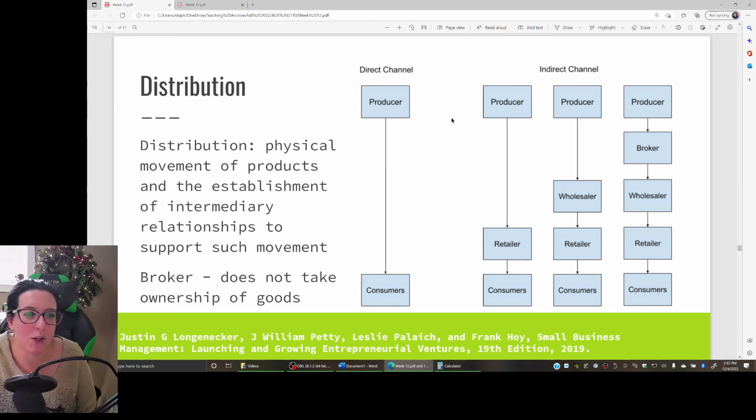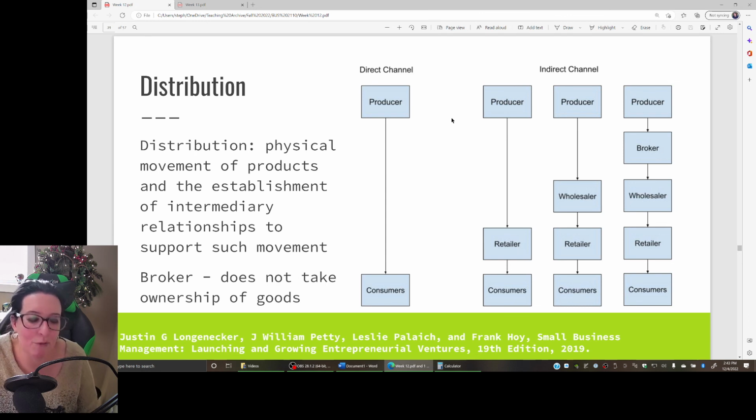You could go the other extreme and have quite a long, complicated supply chain. So if we're trying to get into international markets, for example, we might be a clothing manufacturer in Indonesia. We have a broker who's going to help us find other organizations in other countries that are going to help in terms of getting our product to customers. Brokers do not take ownership of goods. They simply help you find partners.